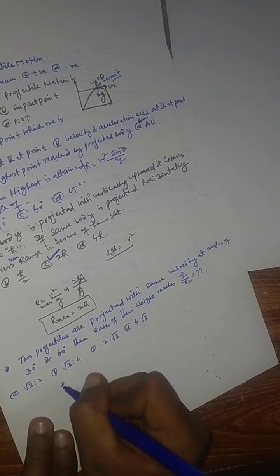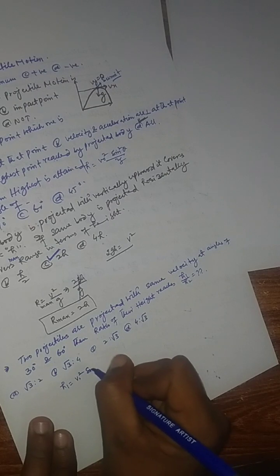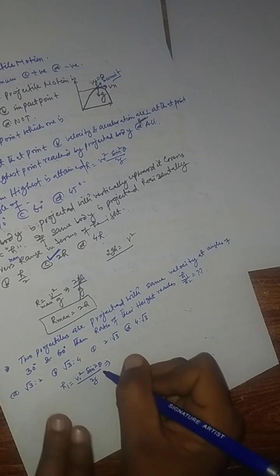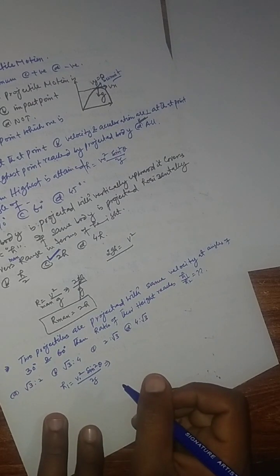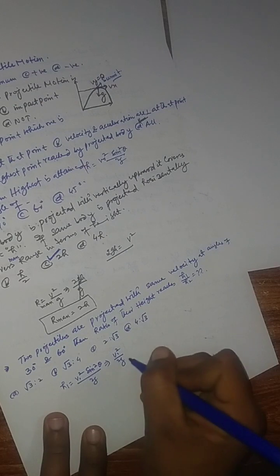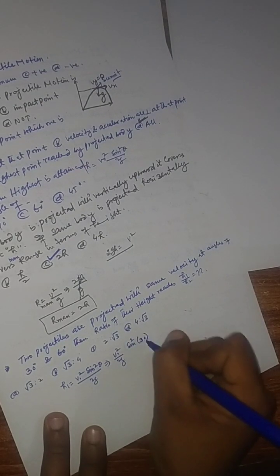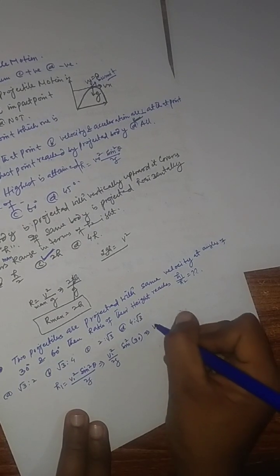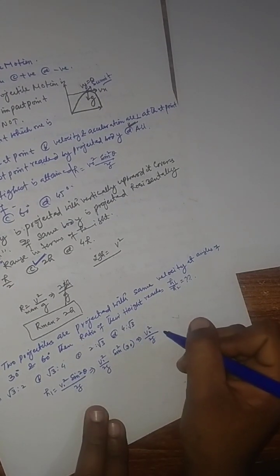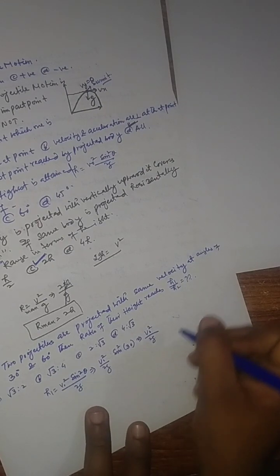Here we see h1 is equal to v naught square sine square theta over 2g, and it is projected at an angle of 30 degree. So v naught square over 2g and sine square 30 becomes v naught square over 2g and sine 30 squared. Sine 30 is how much? 1 over 2.